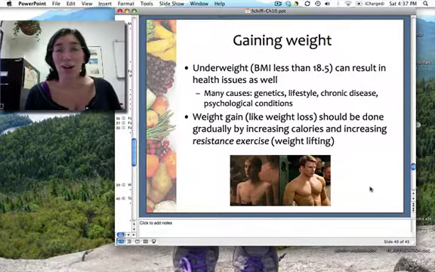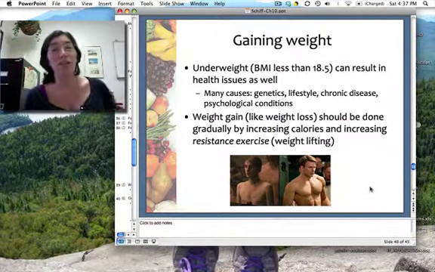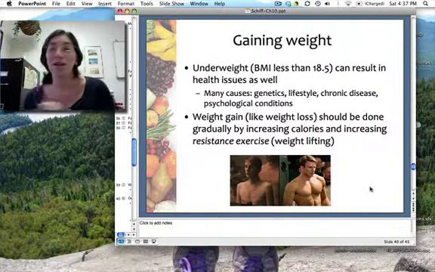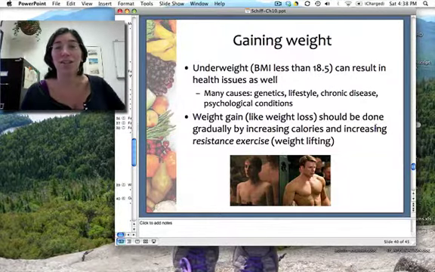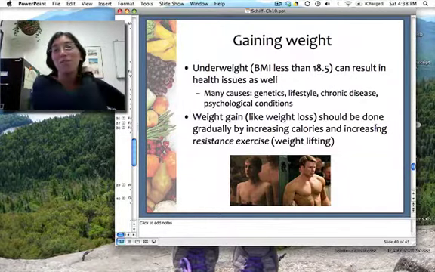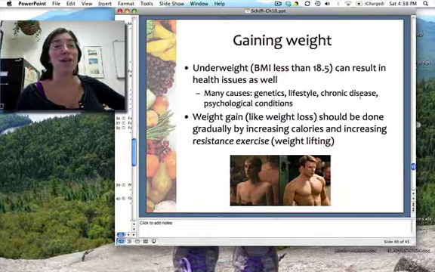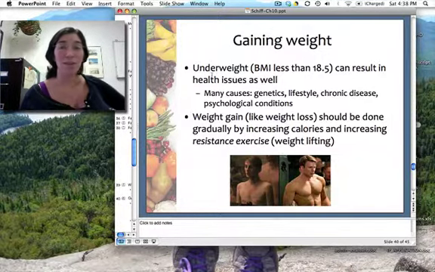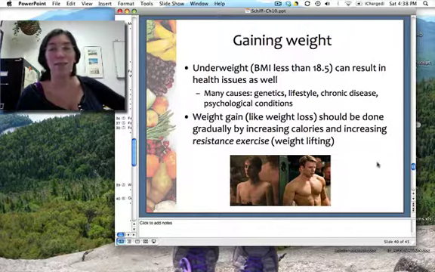I mentioned at the beginning of the chapter when we were talking about BMI that being underweight is actually a health concern, just like being overweight is a health concern. Being underweight is having a BMI of less than 18.5, and it can result in health issues. I think only about 3% of Americans fall into this category, as opposed to 60% of Americans being overweight or obese. So it's a much smaller problem, but it might affect people that you know or people in this class, and it's definitely a real condition, so it's relevant to discuss.